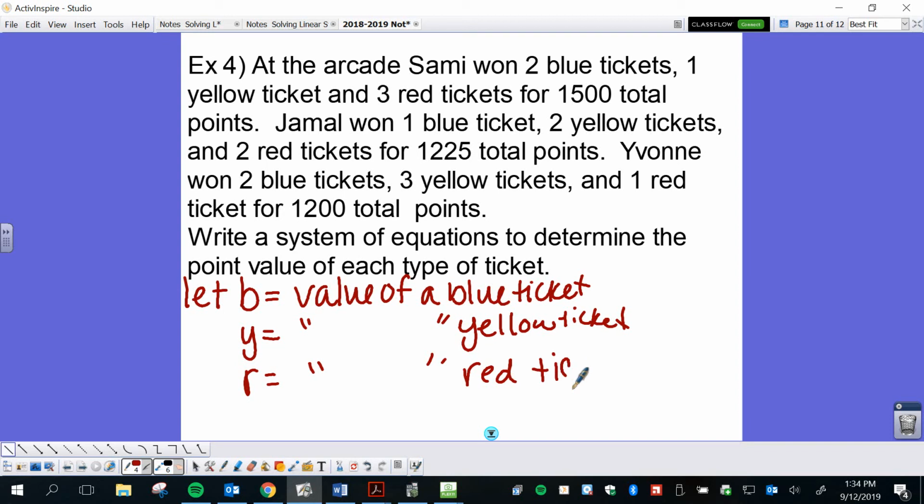Alright, now I want you to write down the system, which means the 3 equations that are described here. So, 1 equation for Sammy, 1 for Jamal, and 1 for Yvonne. When you think you have it, let me know. I'll check and see that you're right. And then we're ready for tomorrow.